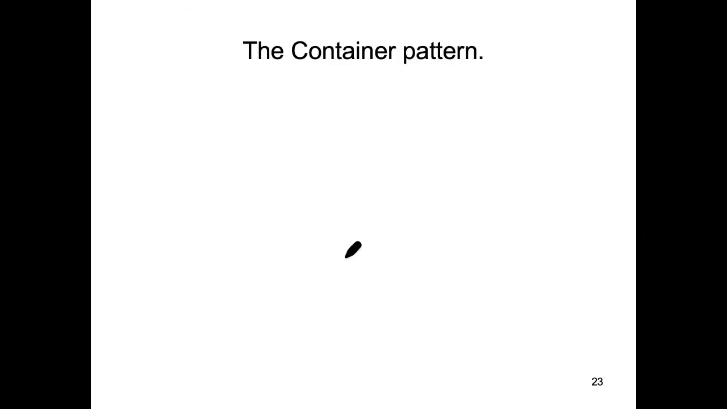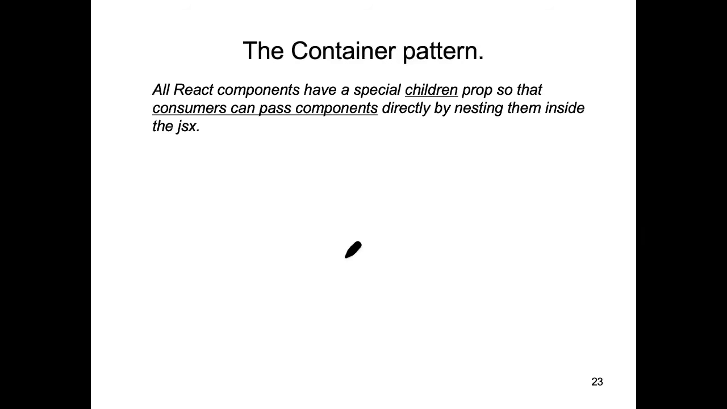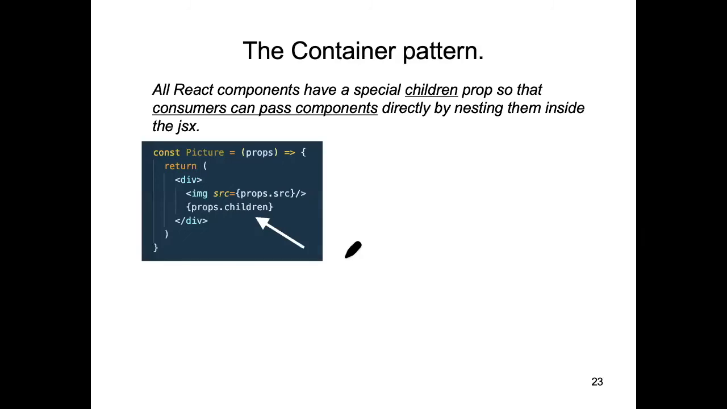Now, back to the container pattern. I'm saying here that all React components have a special children prop. We haven't seen it so far. The children prop is used so that the consumer can pass components directly by nesting them within its JSX. Here's an example.